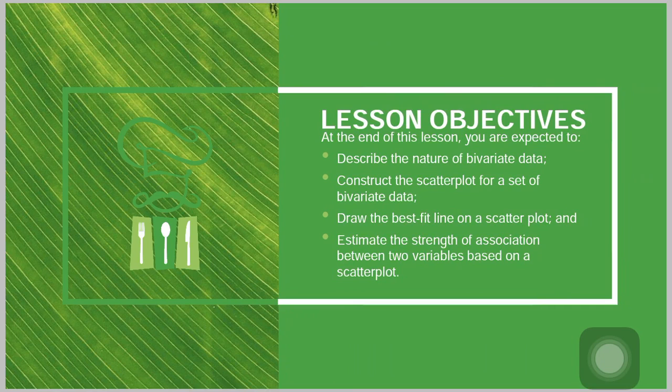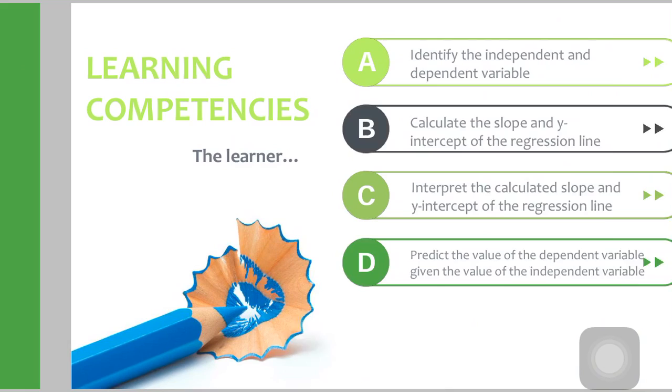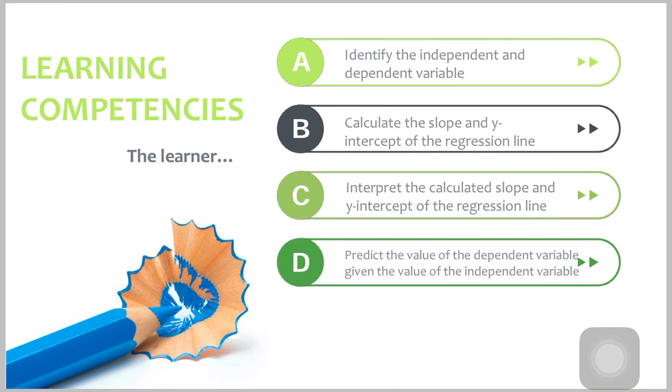We have described the nature of bivariate data, constructed a scatter plot, drawn the best fit line, estimated the strength of the variables of the relationship, calculated the Pearson R and interpreted its results, and applied and solved real-life problems involving correlation analysis. We have also identified independent and dependent variables, calculated for the slope and y-intercept, and interpreted and predicted the value of the dependent variable. Let's start with our chapter review.